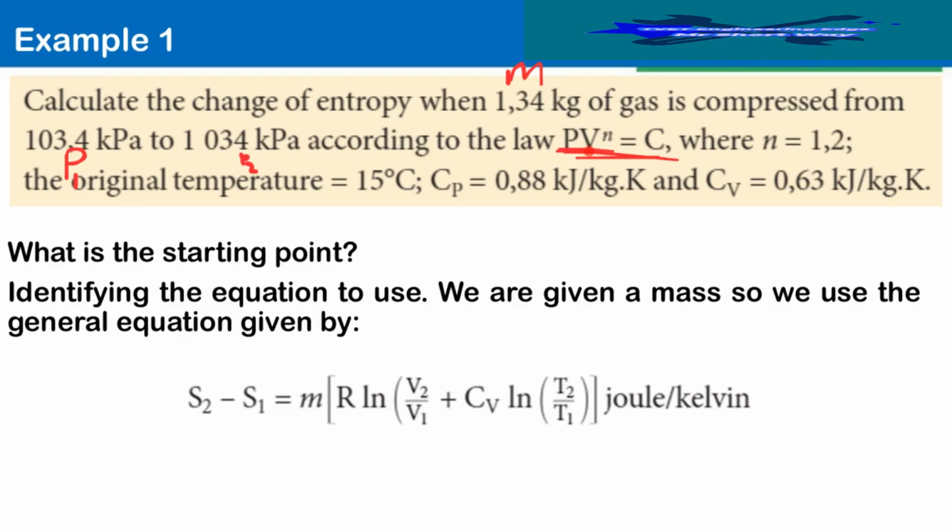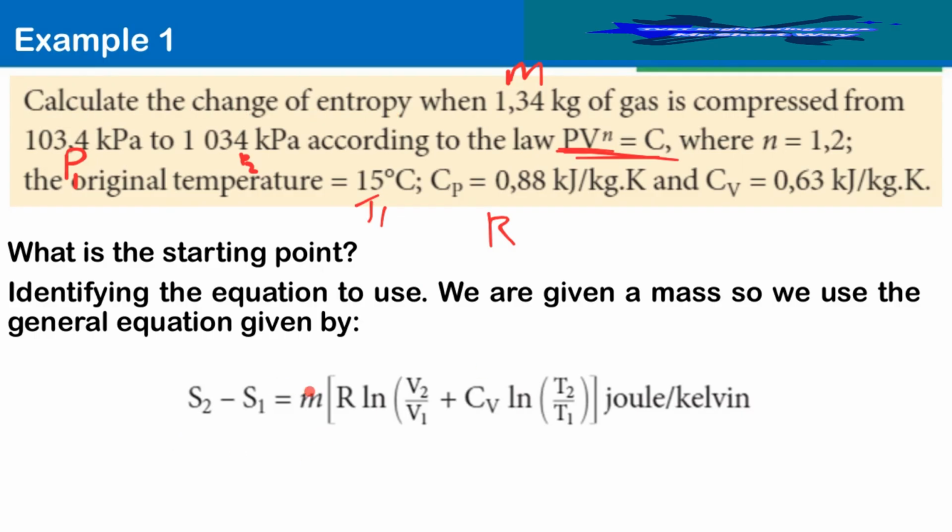For this compression, sorry. So they tell us PV to the power of n is equal to C, where n is given as 1.2. The original temperature T1 is 15 degrees. CP and CV are given. So we know that R is equal to CP minus CV, right? If you look at this equation, what does the question say? It says calculate the change in entropy.